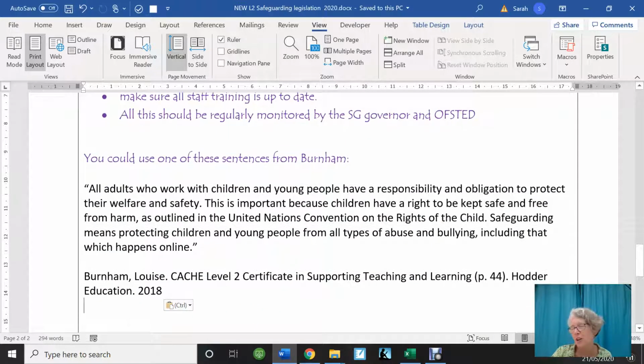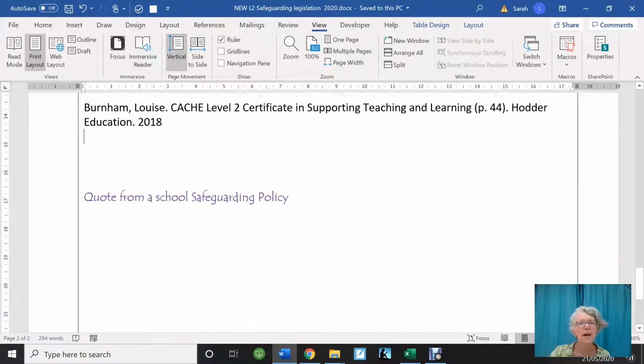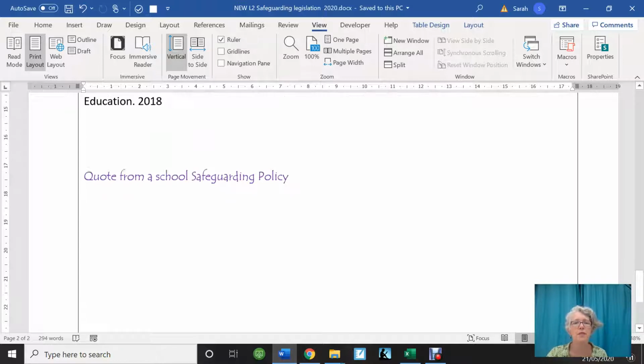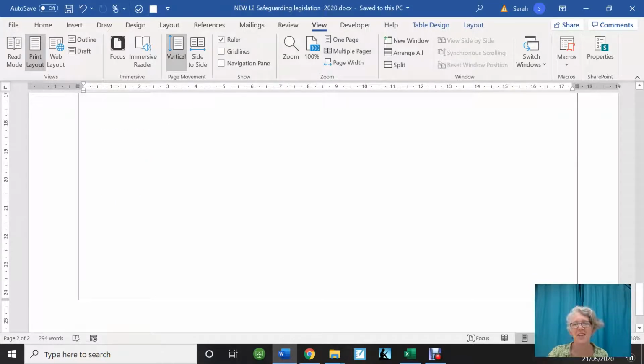However, it would be good to put in a quote as well. So here's a really nice beginning paragraph from Louise Burnham. I think you could quote from one of these sentences. Any one of these here would be a good quote to put in. Or you could quote from your school's safeguarding policy. Go and find your safeguarding policy on the school website. Put in a quote into your answer and that will make it a really good level 2 answer.